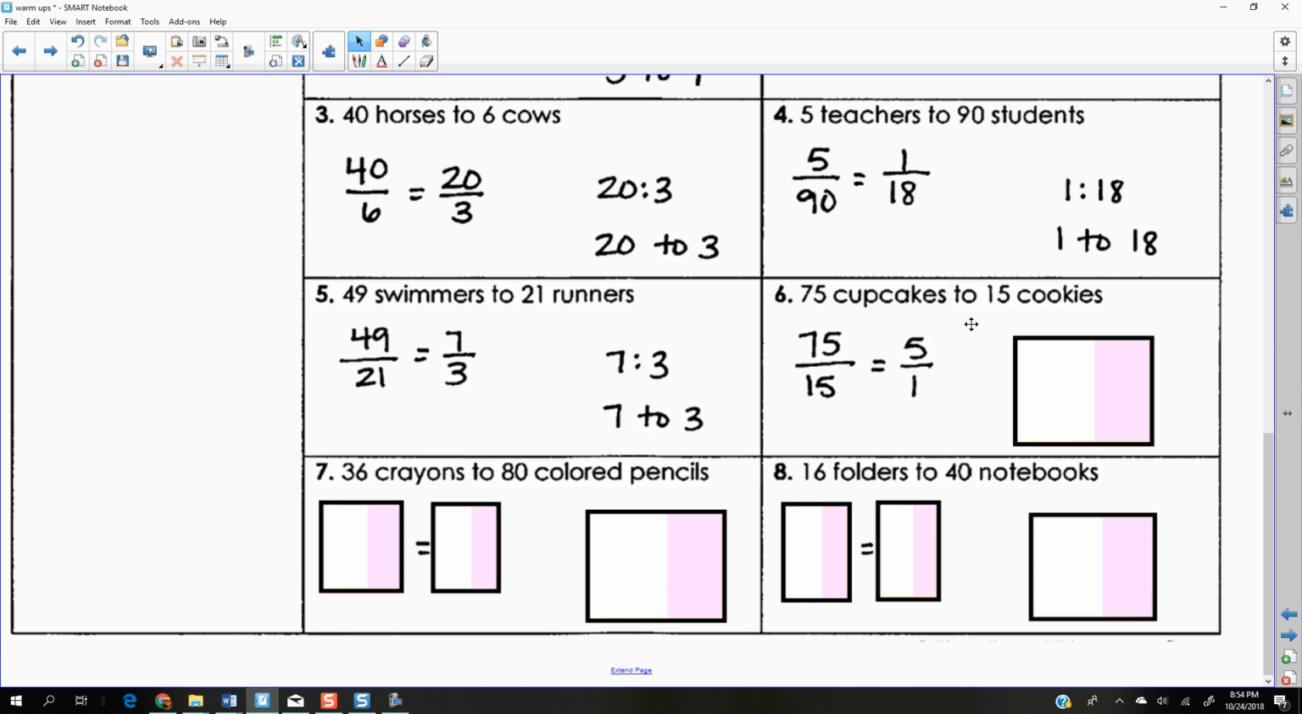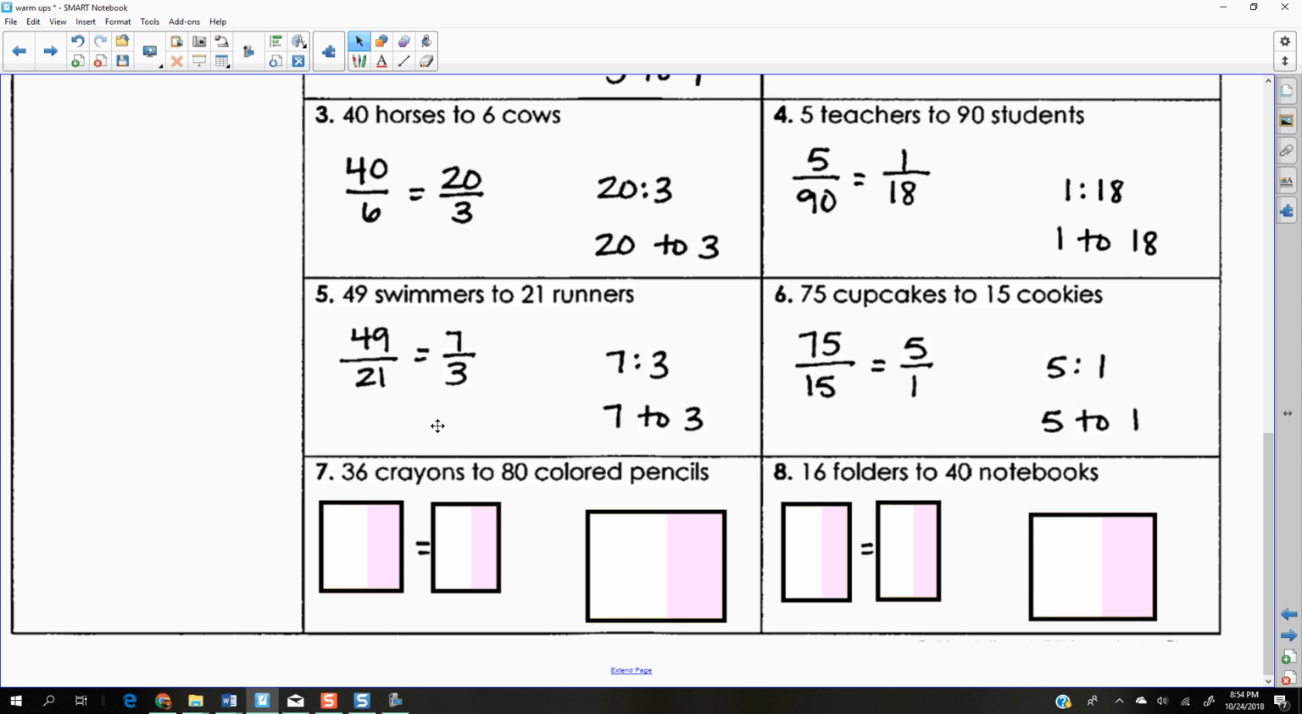All right. Now, if you're listening and you're paying attention, I'd like you to clap your hands 2 times. That way I know who's paying attention and who's following along. All right, so 5 cupcakes to 1 cookie, 5 to 1.